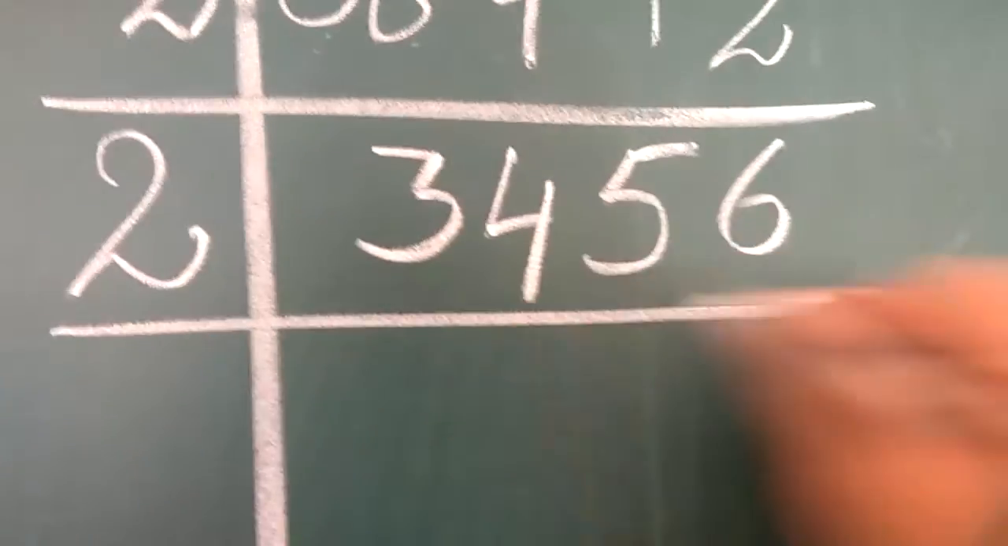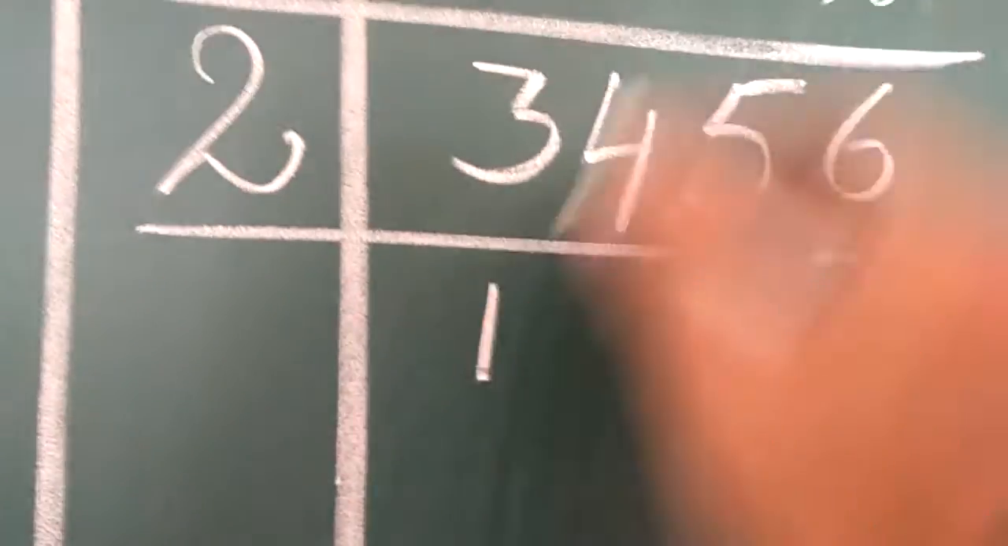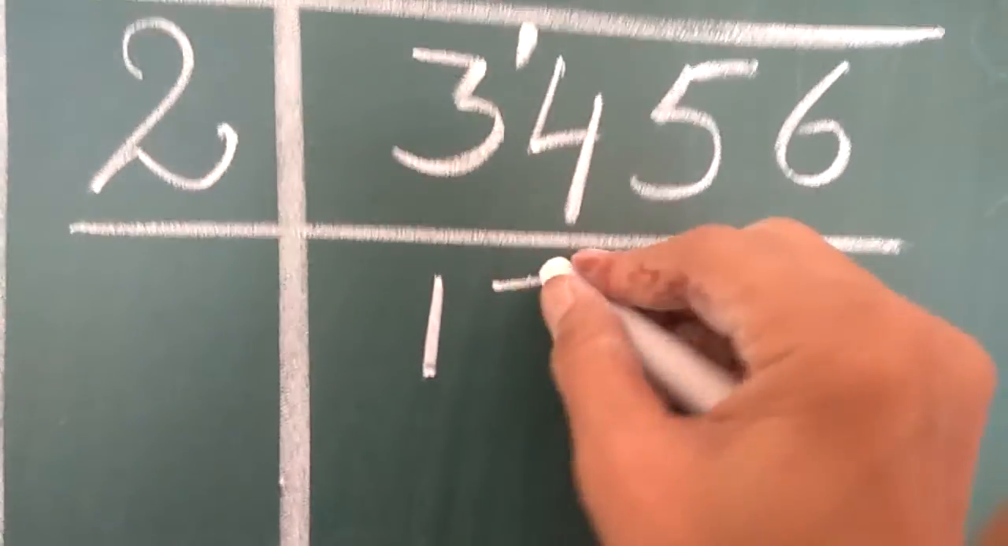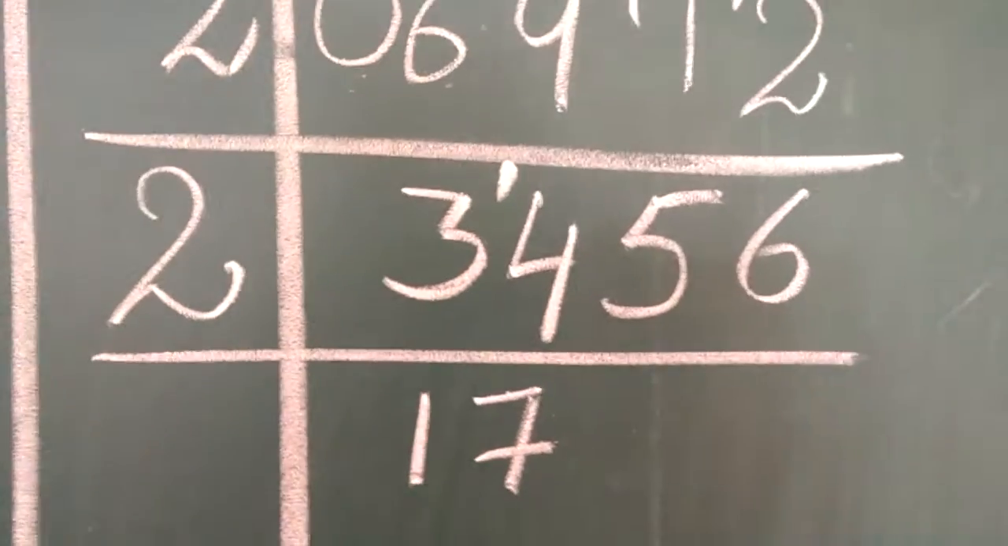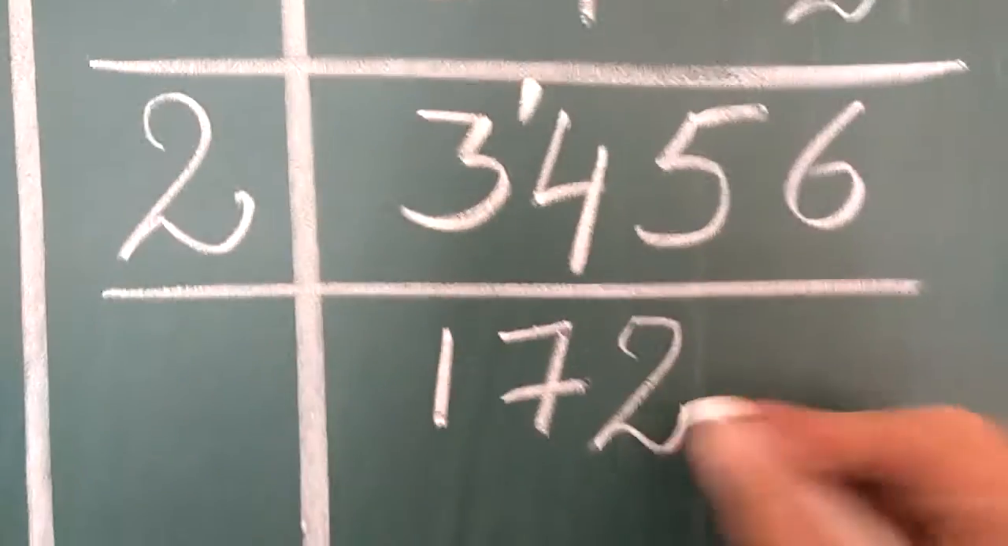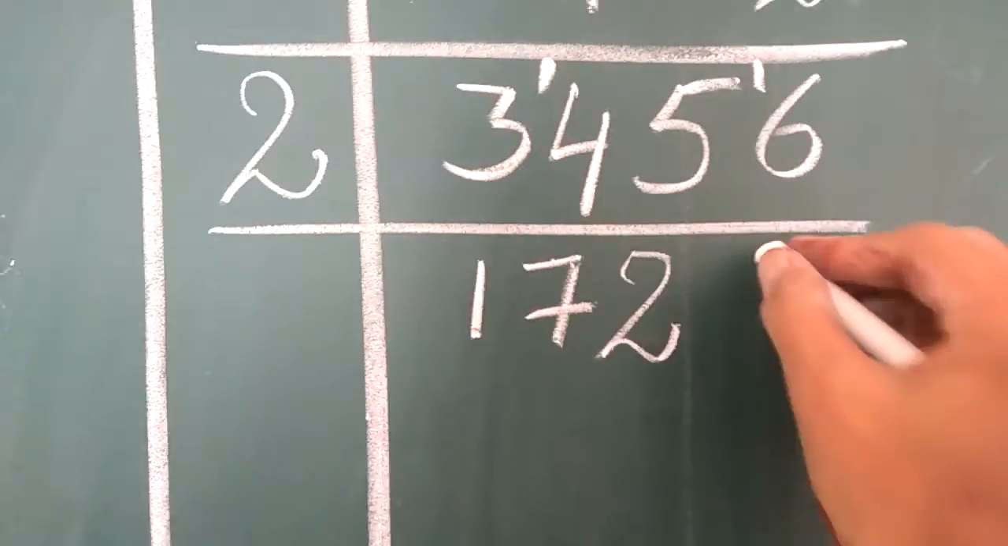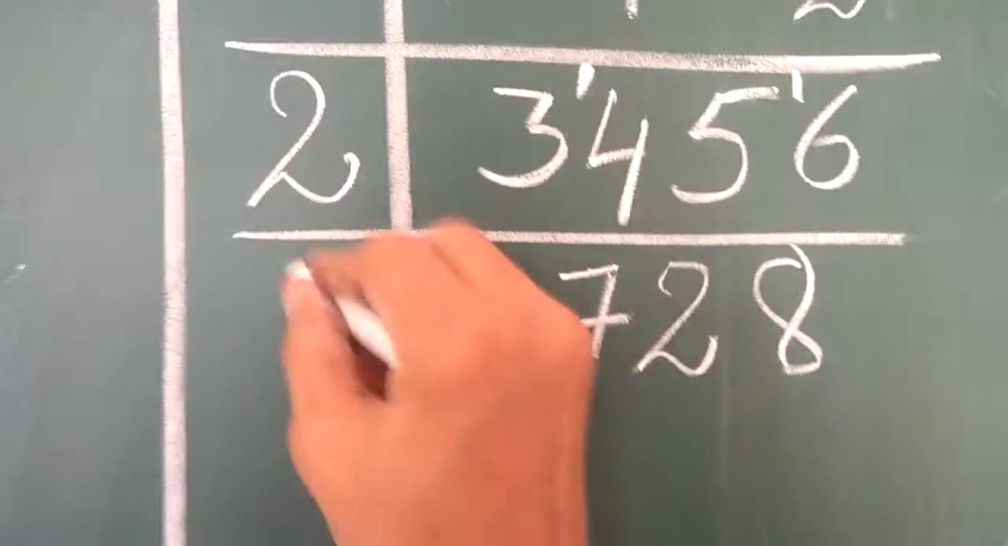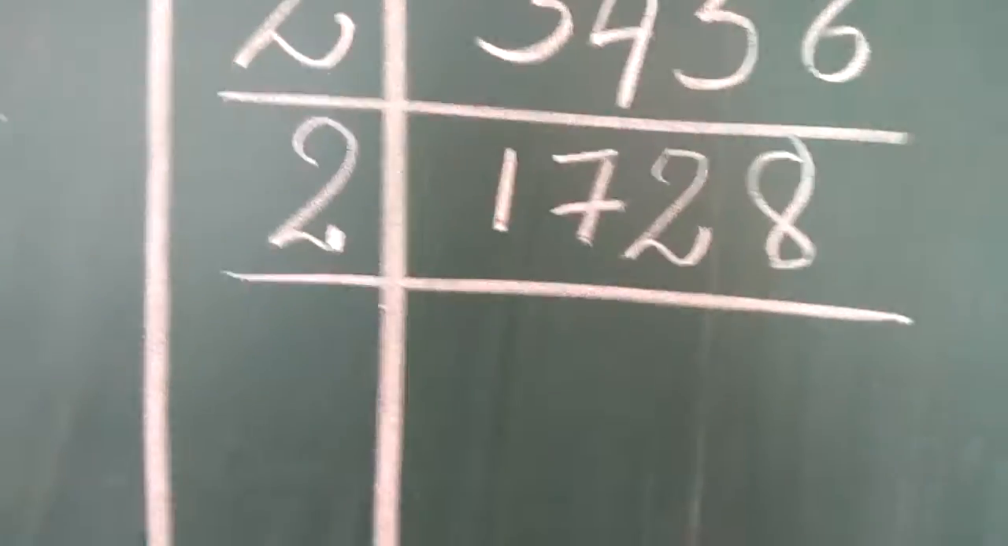Again even number, so we'll divide by 2. 2 1s are 2, carry 1, 14. 2 7s are 14. So 2 2s are 4. Carry 1, 16. 2 8s are 16. Again it is even. Let us divide by 2.